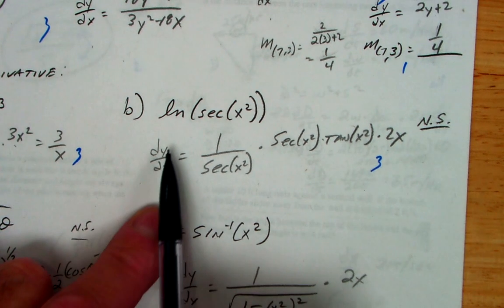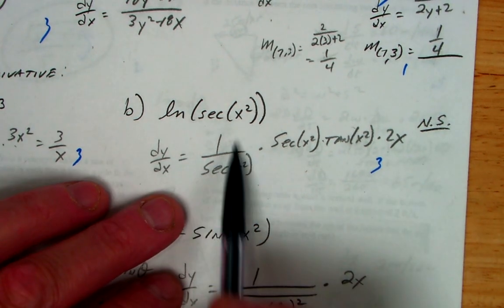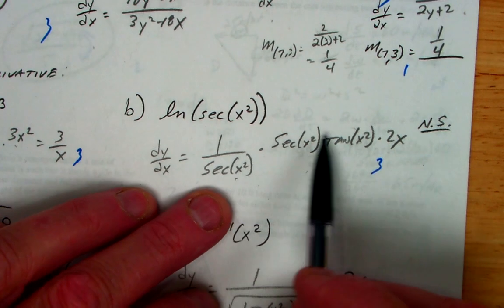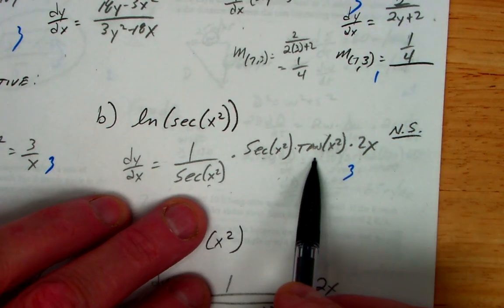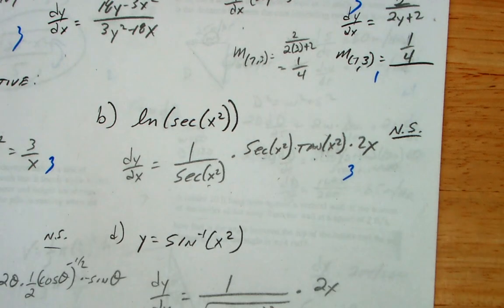And then this one, so dy dx, or just y prime, or whatever you want to say, 1 over secant. The derivative of secant is secant tangent, and the derivative of my nested function is 2x.